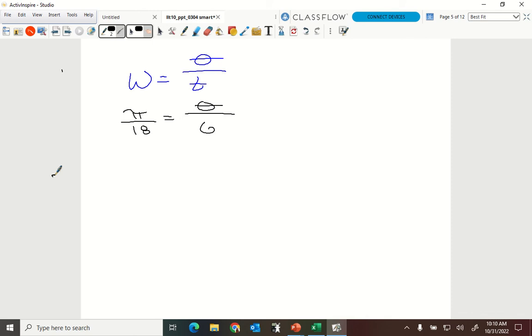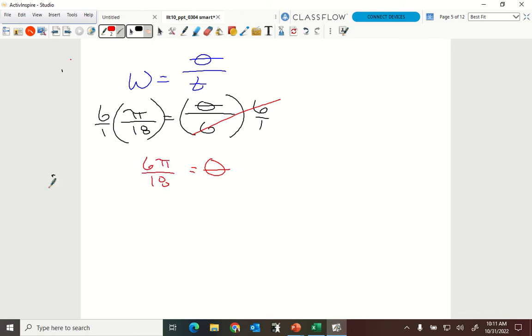So what would I do to get the 6 out of the bottom of the right-hand side? Multiply by the reciprocal. Multiply both sides by 6, or 6 over 1 if that helps. On the right-hand side, what's going to happen when I do that? It cancels. So I'm canceling those, and I'm going to get theta equals, now, this is going to multiply and become 6 pi over 18.